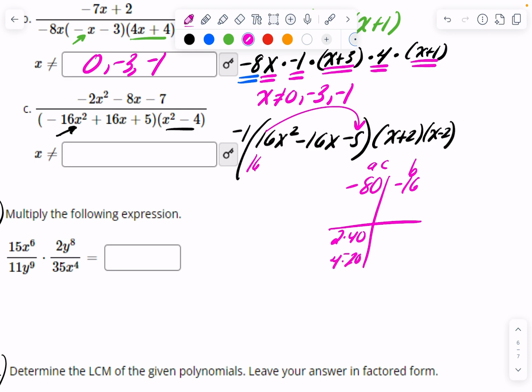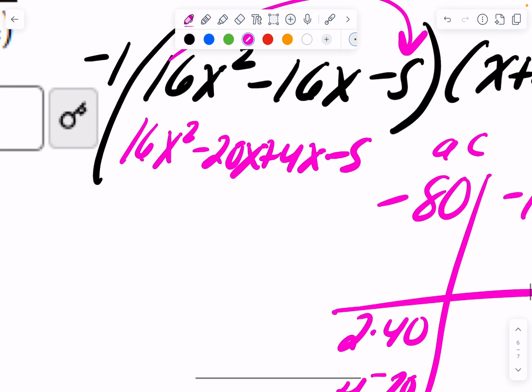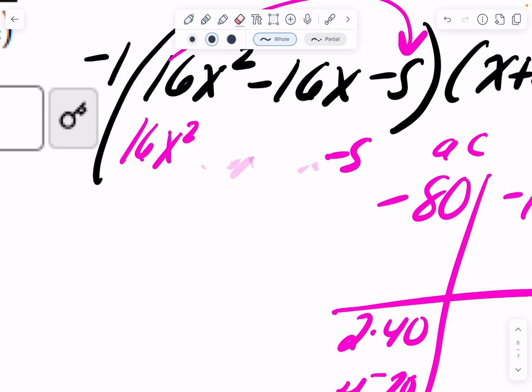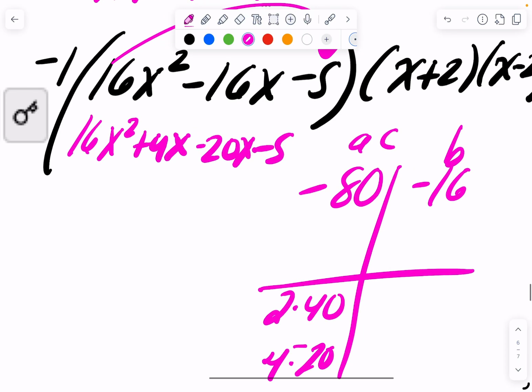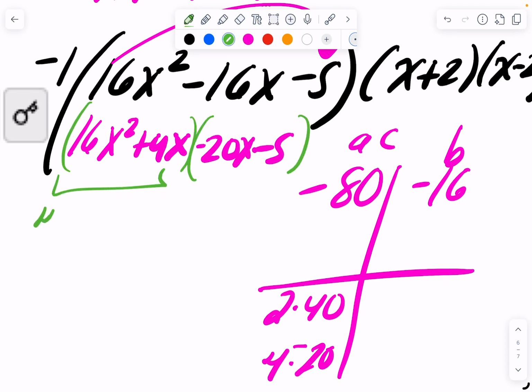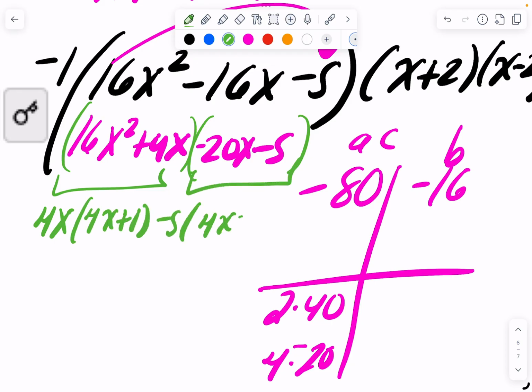Minus 20. So I write 16x squared minus 20x plus 4x minus 5. Or maybe I'll reorder it to be plus 4x minus 20x. It just seemed easier to factor. And then we're grouping. The greatest common factor here is 4x, so then left is 4x plus 1. The greatest common factor here is -5. Left is 4x plus 1. So 4x plus 1 factors out. Left is 4x minus 5.